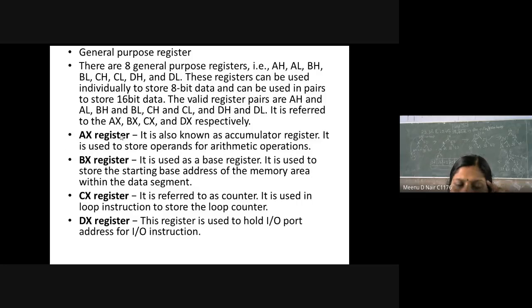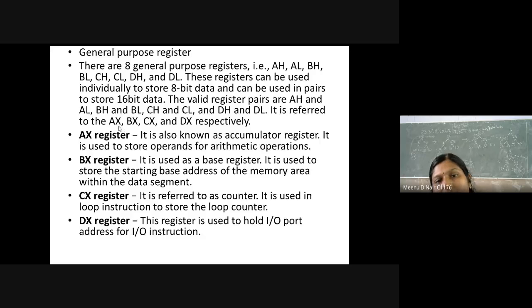Usually in a general program that doesn't have any counters or input-output ports, you use the AX register as well as the DX register, because all the arithmetic operations have to be done using the AX register. So for a normal program for addition, subtraction, multiplication, division, you use the AX and DX registers only, right? So these are the general purpose registers. The general purpose registers are AX, BX, CX, and DX.